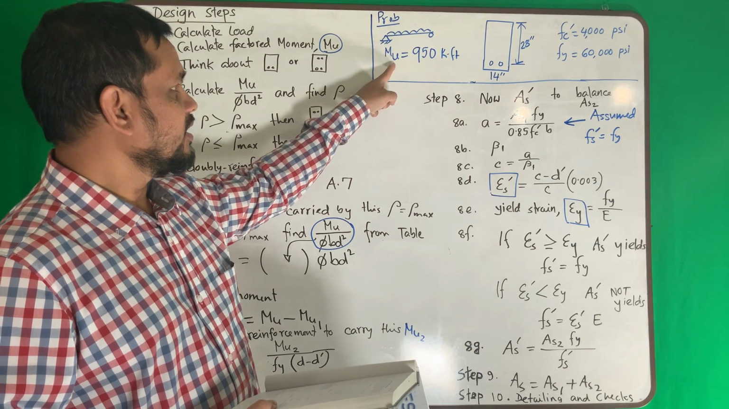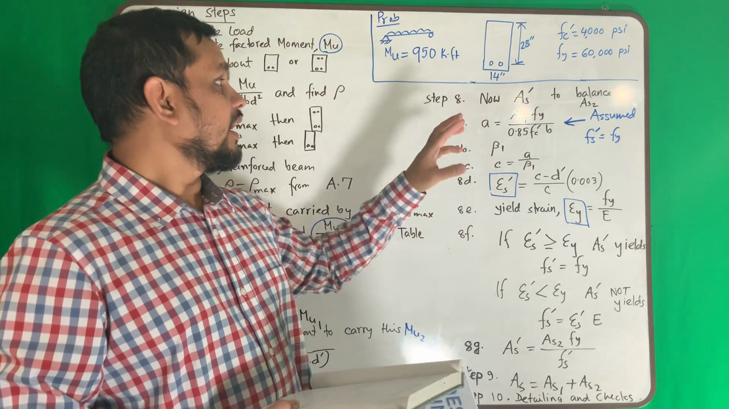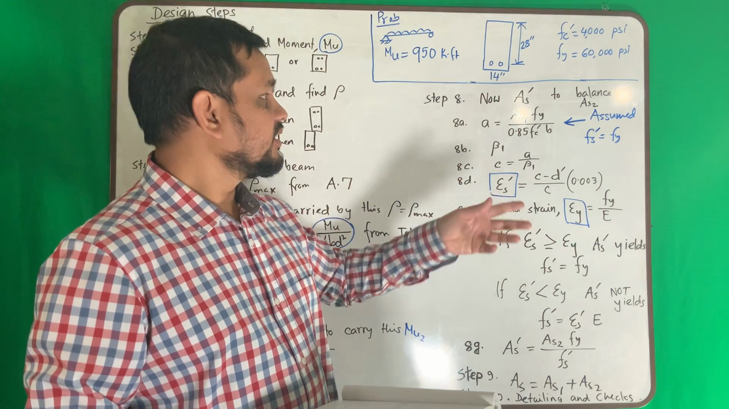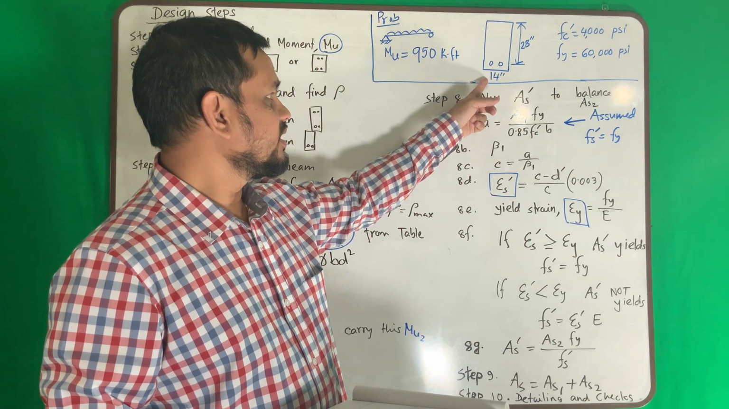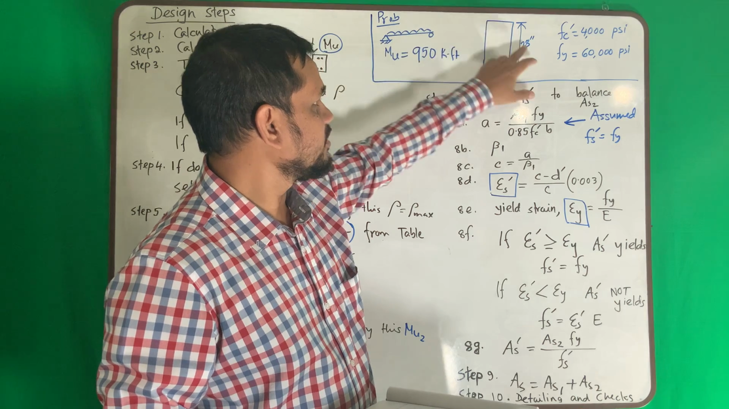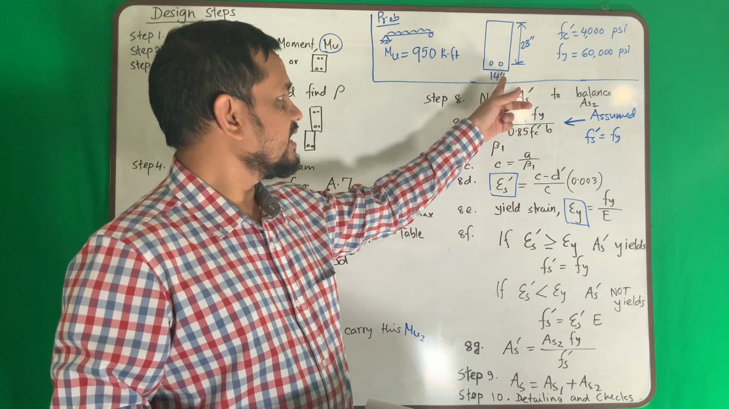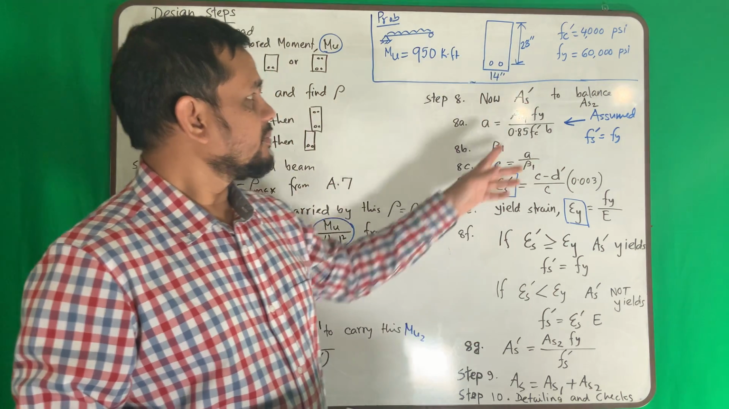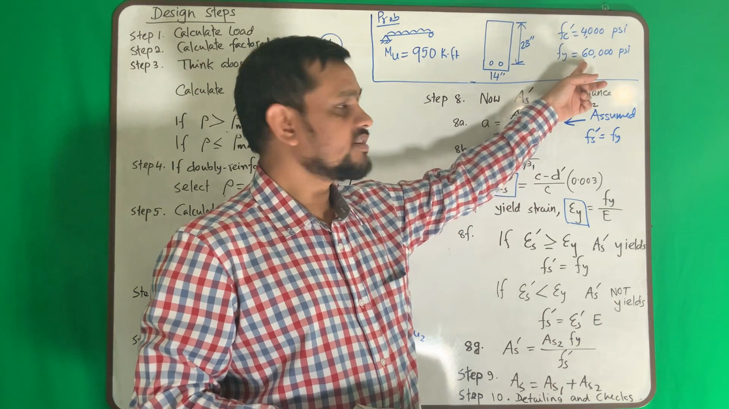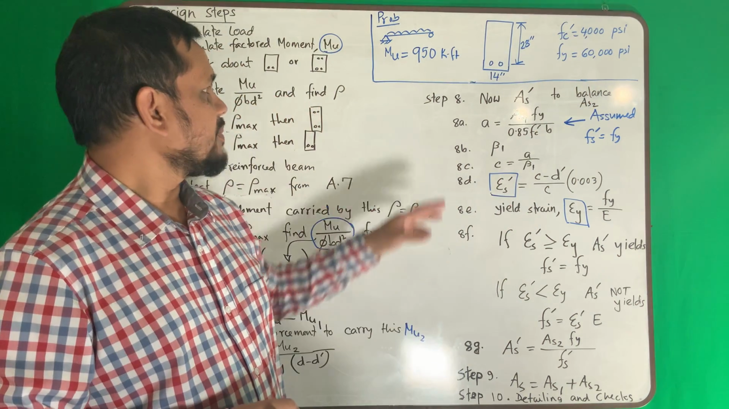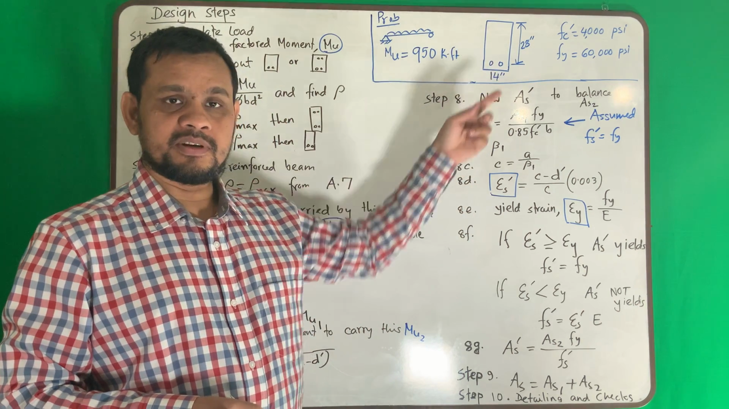The factored moment in this beam is 950 kip-feet, and the owner or the architect recommended that the beam size will be 14 inch and this size will be 28 inch plus some cover. So we cannot exceed this size. The materials we are using have 4 KSI concrete and 60 KSI steel. Now we have to design this beam. Design this beam means finding the amount of reinforcement.